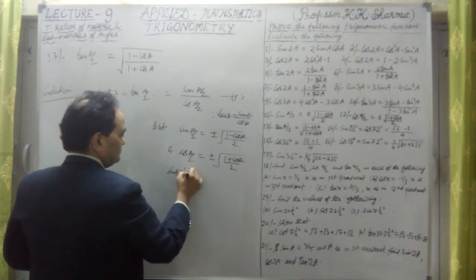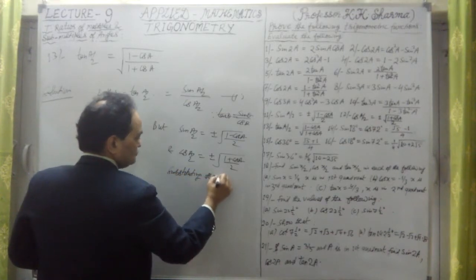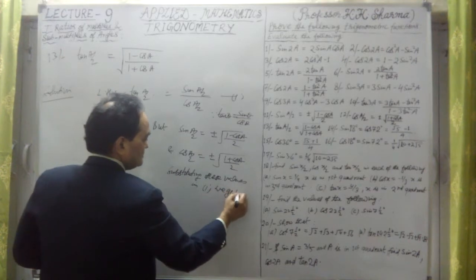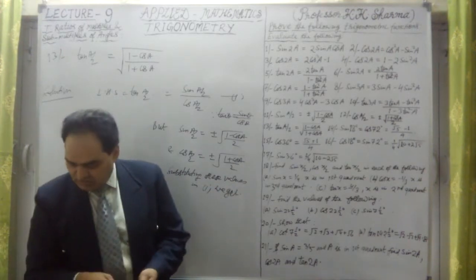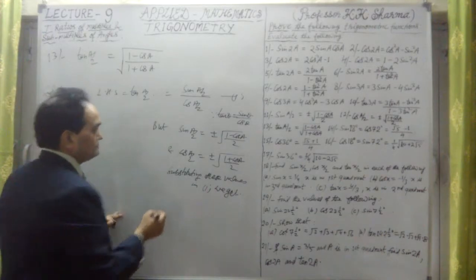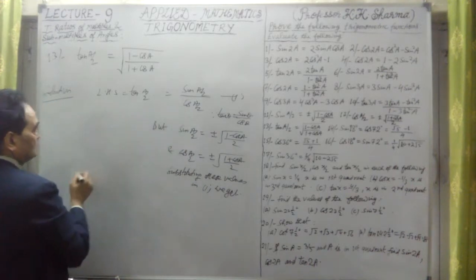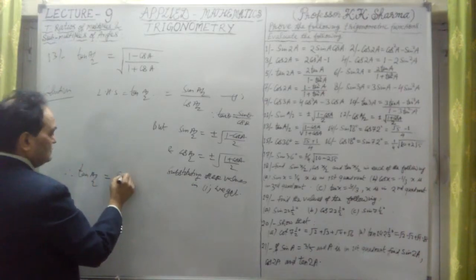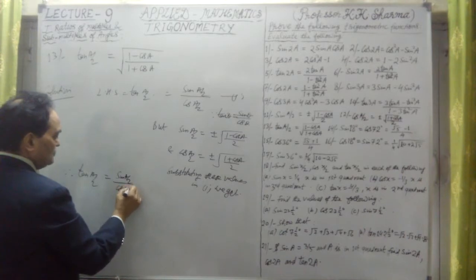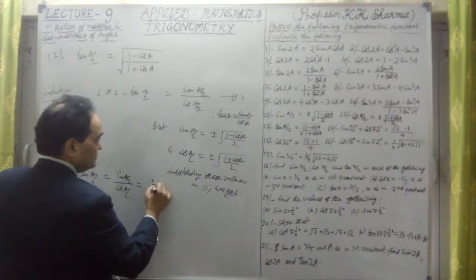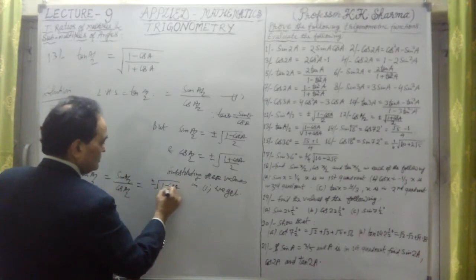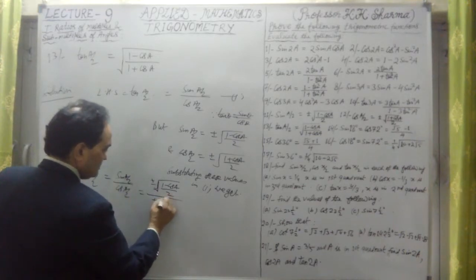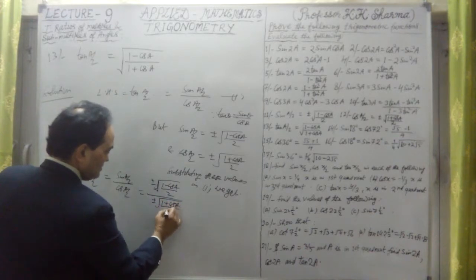Substituting these values in 1, putting the values of sin A by 2 and cos A by 2, we get tan A by 2 is equal to sin A by 2 upon cos A by 2, that is equal to plus minus under root 1 minus cos A upon under root 2, divided by plus minus under root 1 plus cos A upon under root 2.